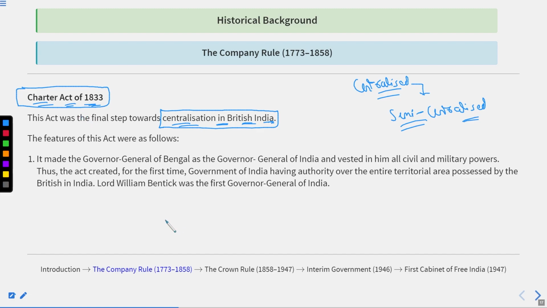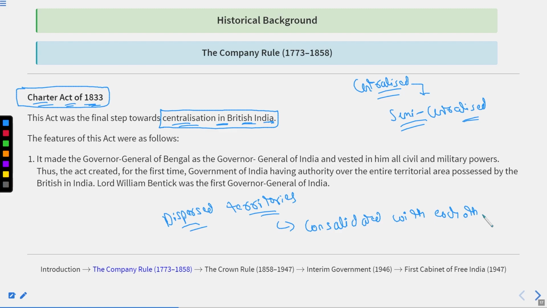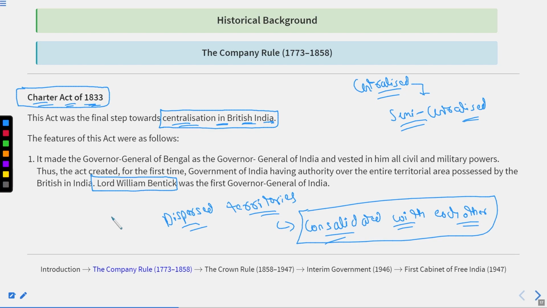It means that the dispersed territories were now consolidated with each other. All right, and the first Governor General of India was Lord William Bentinck.